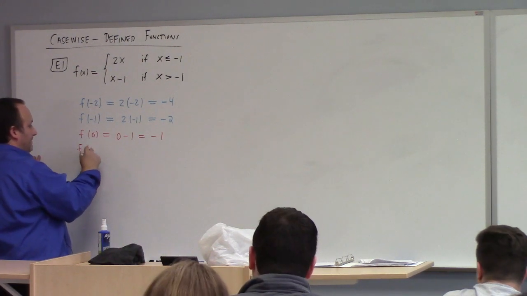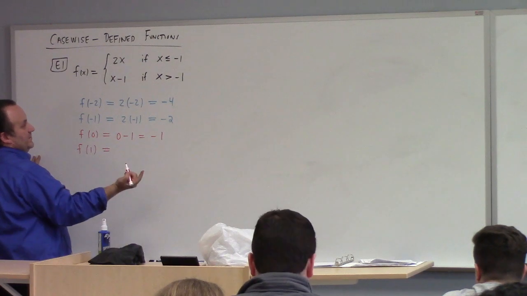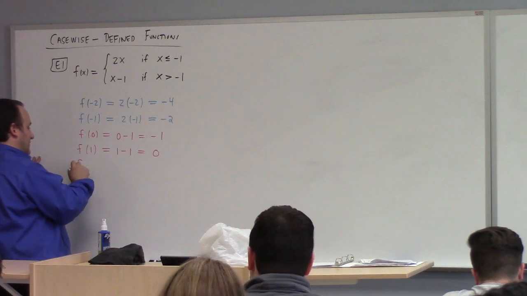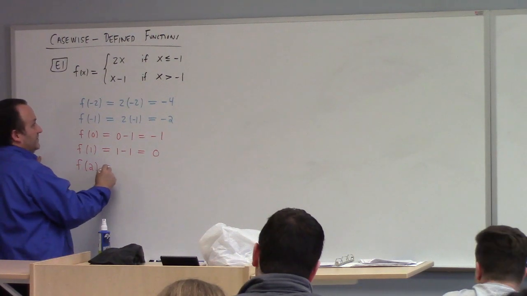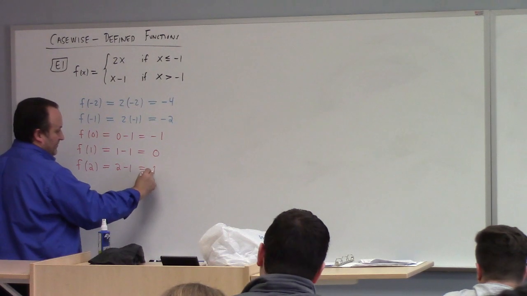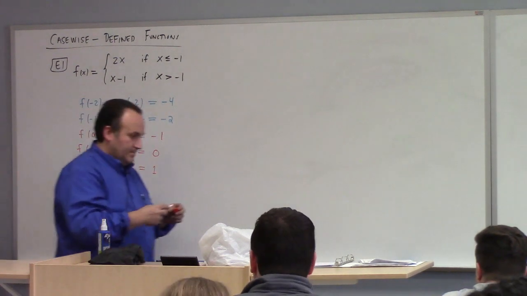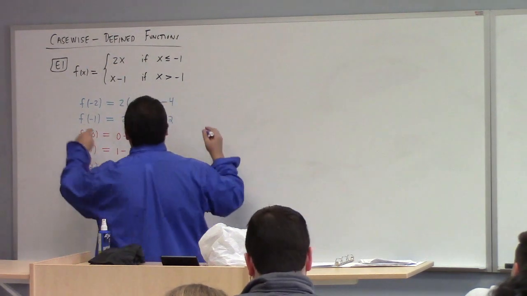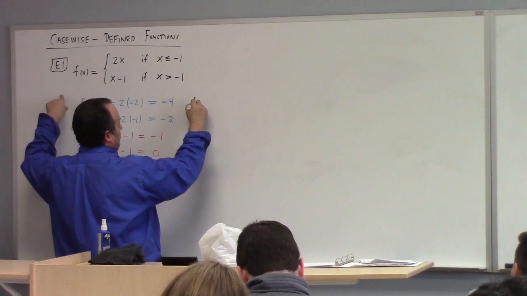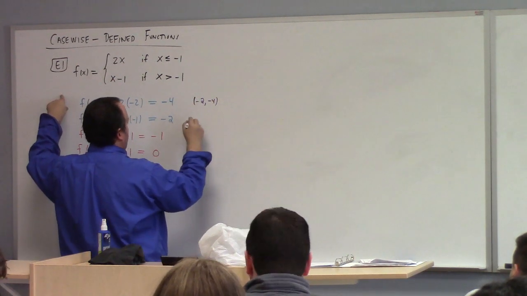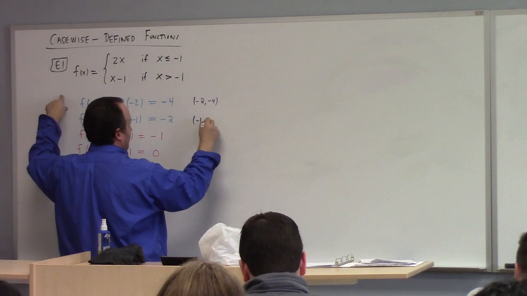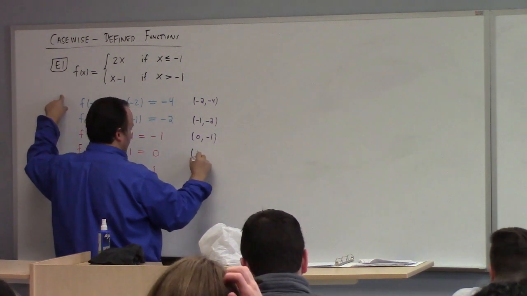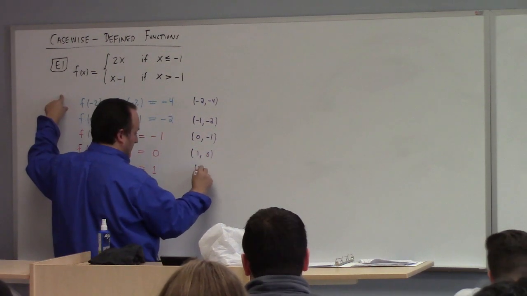What's f of 1? Again, we're in the second case, so we do 1 minus 1, 0, right? I can do another one, f of 2: 2 minus 1, which is 1. All right, that's more than enough. So from this, I see the points minus 2, minus 4; minus 1, minus 2; 0, minus 1; 1, 0; and finally 2, 1.